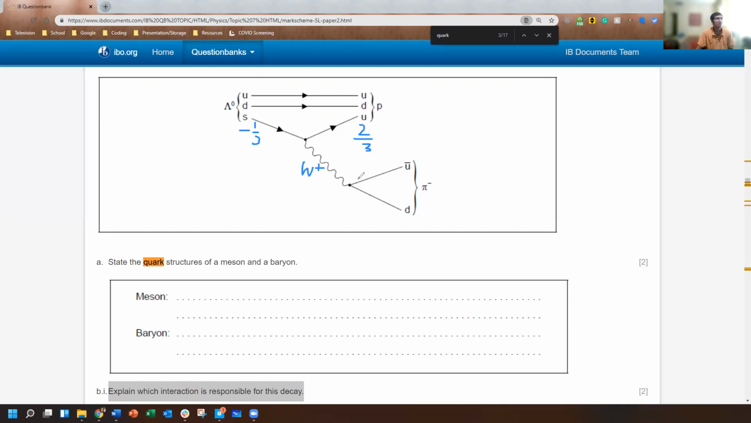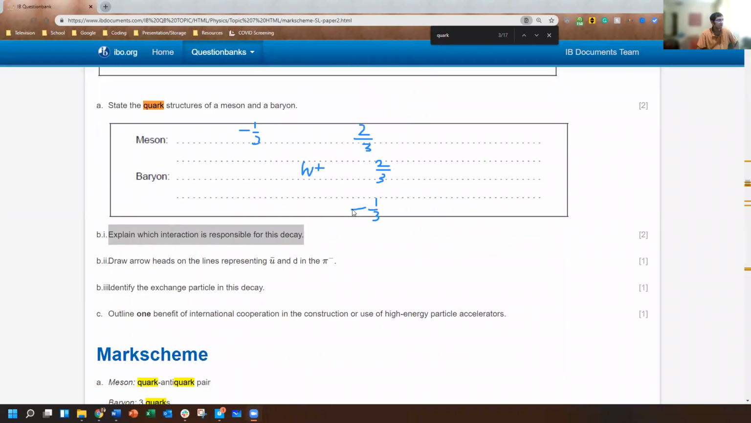I believe so. Because also, let's check here. Anti-up would be 2/3, because up is 2/3, so anti-up I assume would also be 2/3 charge, right? And then down would have negative 1/3. So same idea, 1 minus 1/3 is 2. Okay, so I think it's W plus because of that.